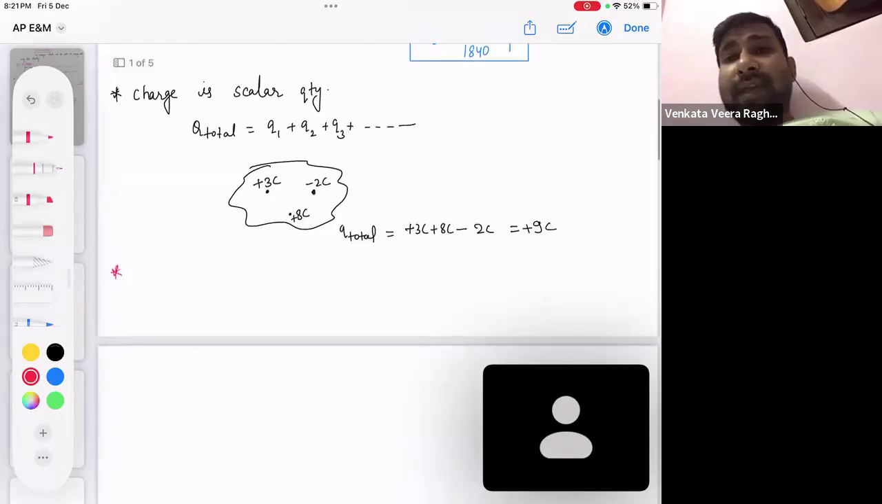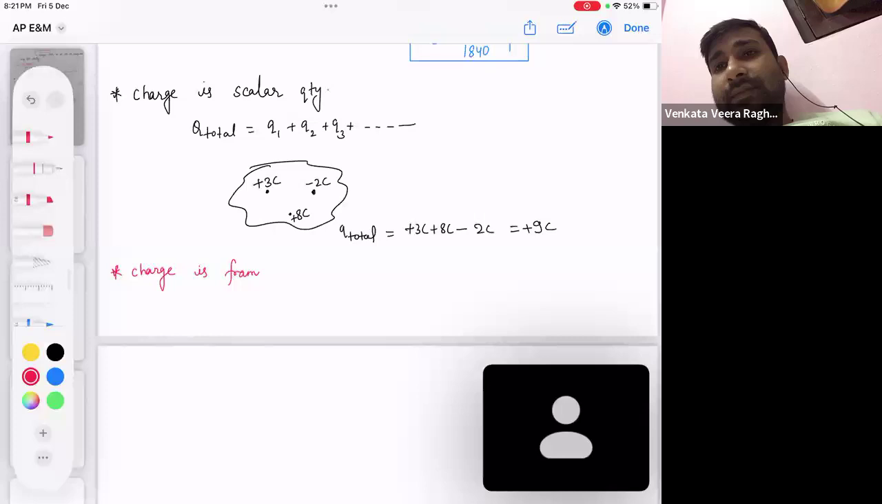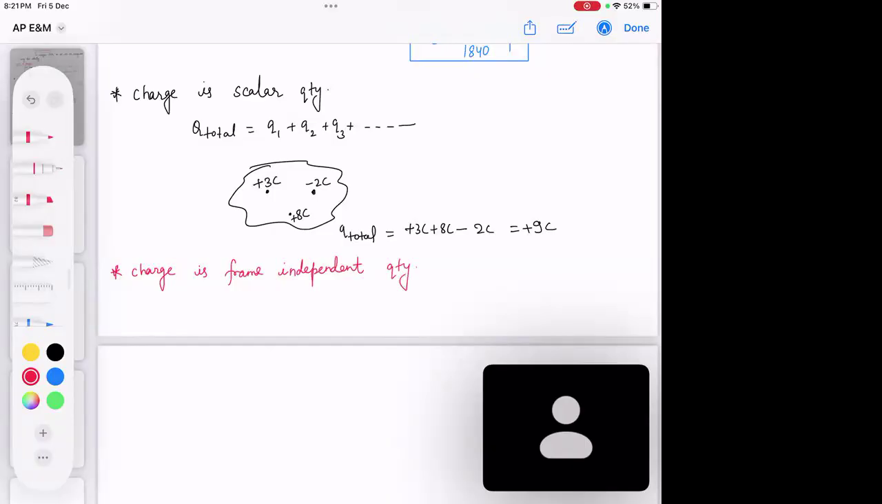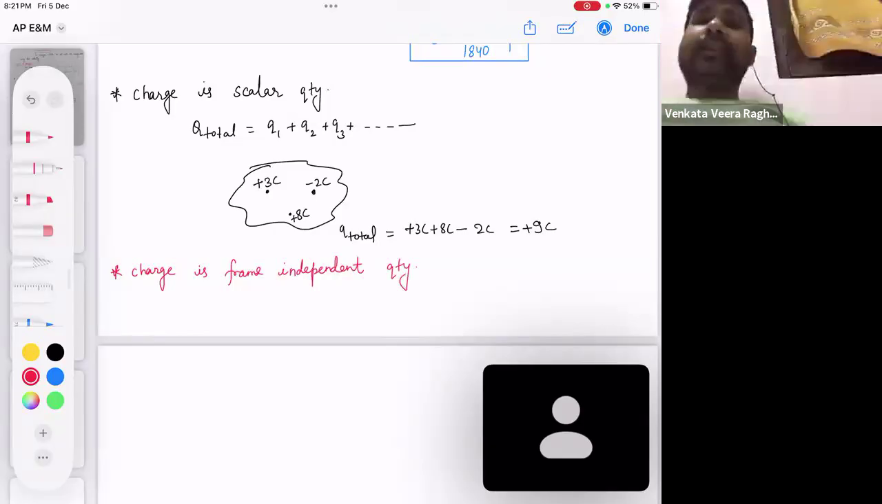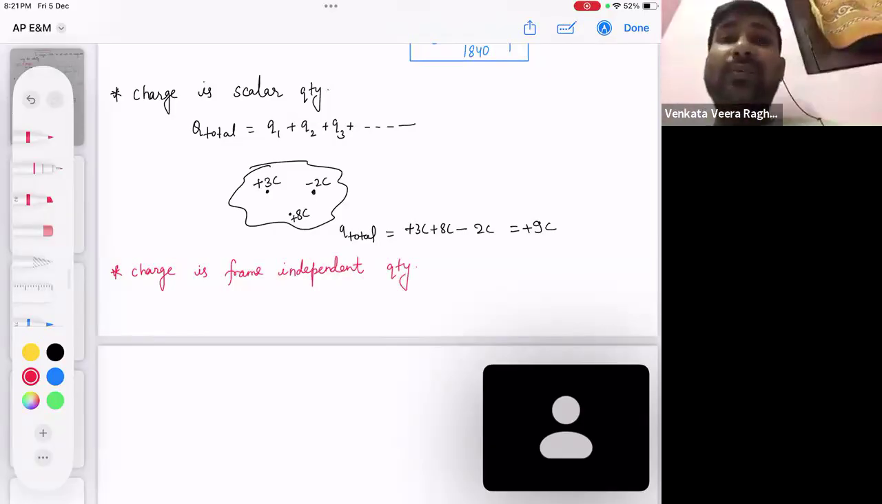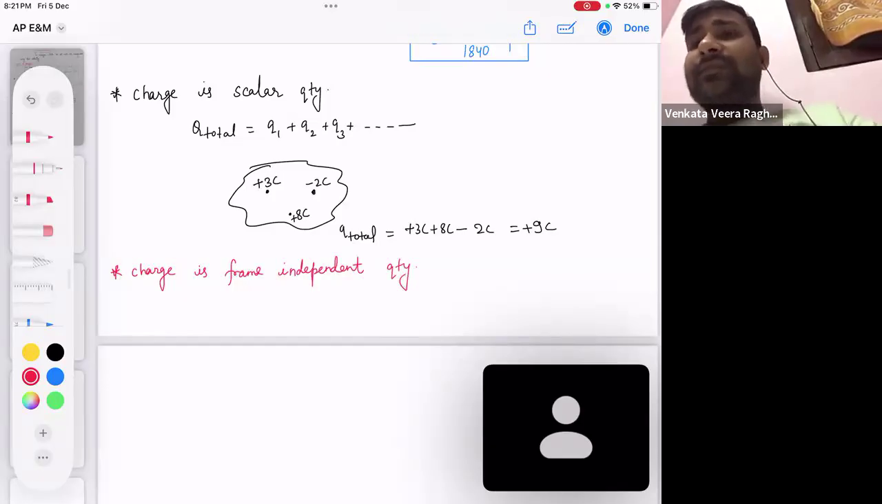Charge is what? It is a frame independent quantity. What does it mean by frame independent quantity? It does not change its value with the observer change.